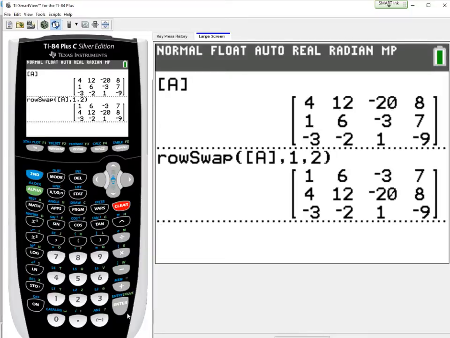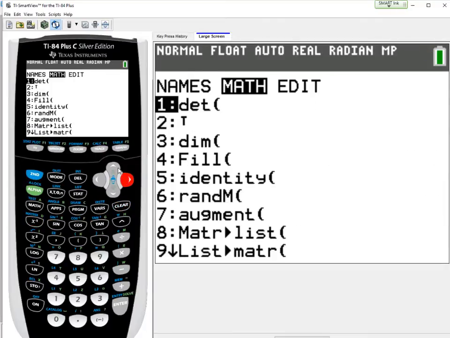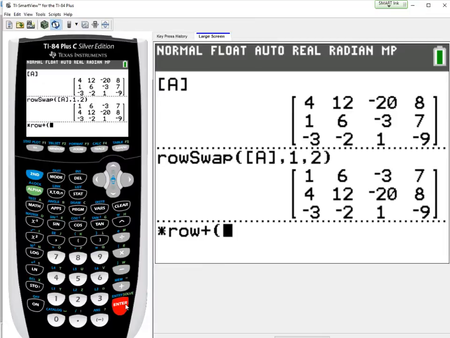Okay? So let me just get through a few of these things so you can get the grasp of what's going on. What did we do next? We multiplied row 1 by -4 and then added it to row 2. All right, so let's go back to matrix, and we're going to go over to math. And it looks like we multiplied a row and then added it to another row. Yeah, that's times row plus. Okay? So here's the notation for times row. You're going to go value.